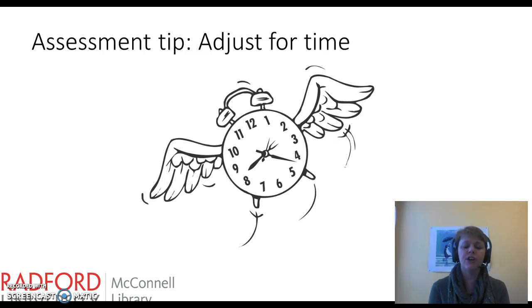So a few tips for Level 3 assessment. In case you haven't figured this out, it takes a lot of time. It's much more time consuming than Level 1 or Level 2 assessment.